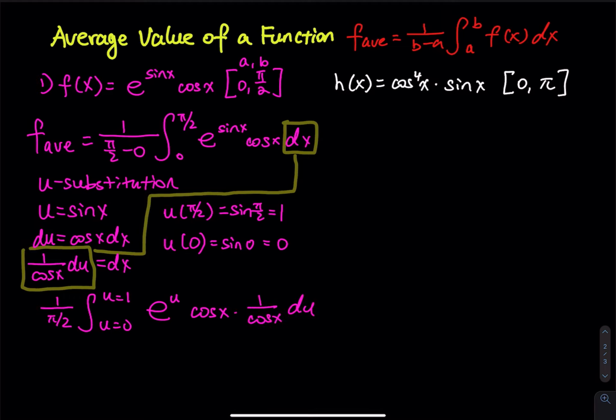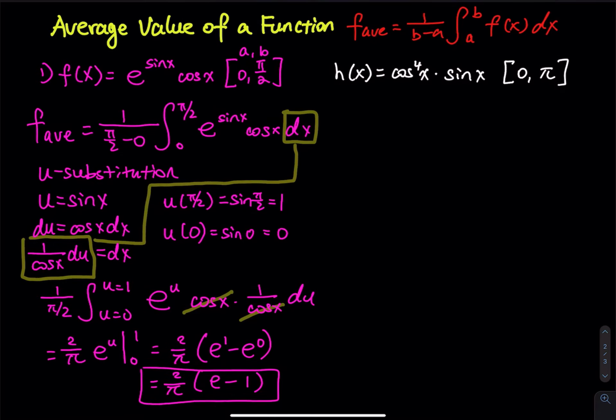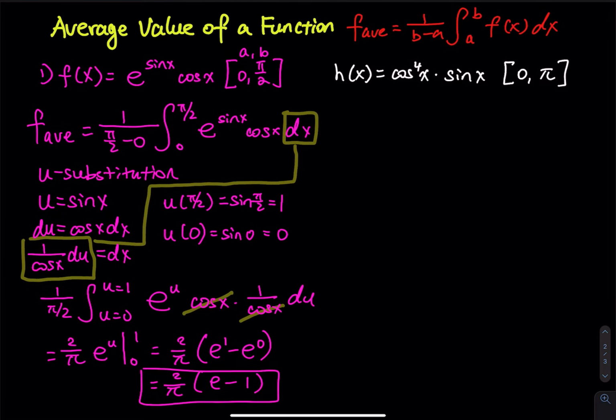As you can see, with the change of variable you get rid of the cosine, so now everything is in terms of u. And then you have a 2 over pi. The integral of e to the u is still e to the u, such that u goes from 0 to 1, and then you have 2 over pi times e to the 1 minus e to the 0, which is e minus 1, right? So the answer is 2 over pi times e minus 1. You can just leave the answer like that. There is no need to approximate the answer. All right, so moving on to the next one.